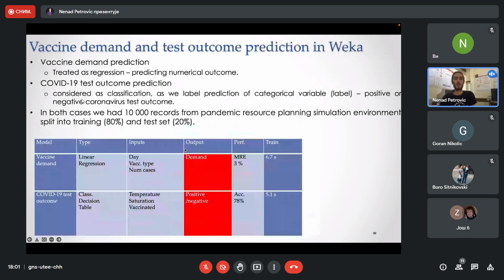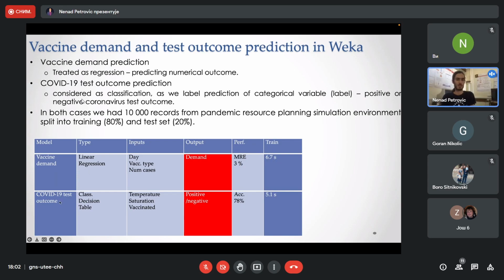Here are some of the evaluation results regarding the business intelligence part of the case study. There were two cases. The first one is vaccine demand prediction, which is a regression problem. We predict a numerical outcome, how many people are actually interested in vaccination for a given day. The inputs are day, vaccination type, vaccination time, and number of COVID cases that day. And the performance was quite high for regression. In this case, about 3% of mean relative error, and training took 6.7 seconds.